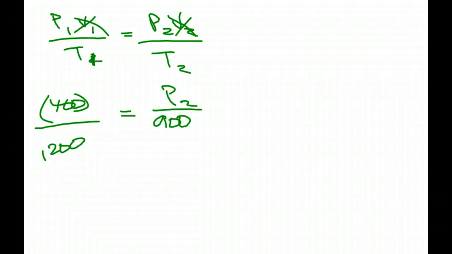If it says temperature is constant, then you leave the denominators off. You just use PV equals PV. And those are those different laws: Charles' law, Boyle's law, Gay-Lussac's law, just using different parts of this equation instead of the whole thing. So that's pretty much it as far as the ideal gas laws.